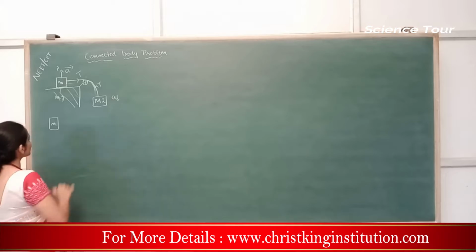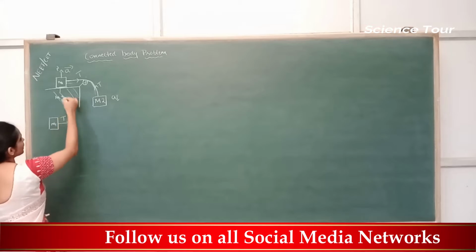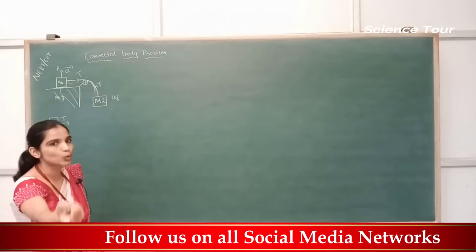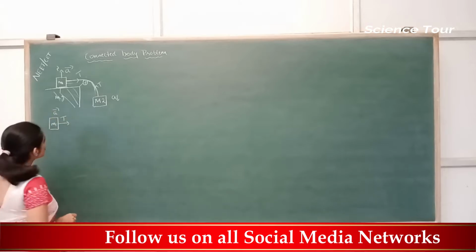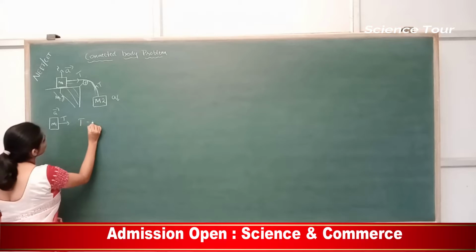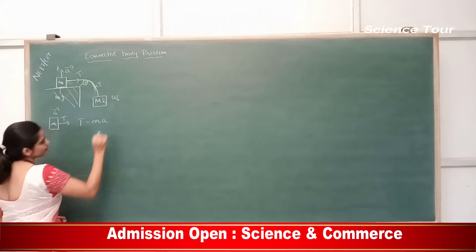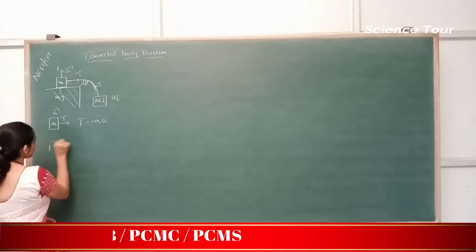Horizontally, which are the forces acting on M1? The tension, right? Tension is acting. Tension always acts outward, so acceleration is along the direction of tension. So you can say that by applying Newton's second law, tension is equal to M1 into a. Am I right? Okay. Next, move to the free body diagram of M2.